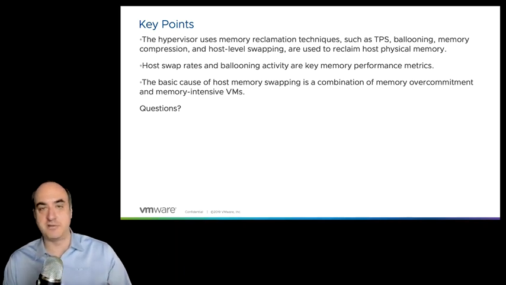There is no number that you need to keep them below. They need to be 0. And the basic cause of host memory swapping is a combination of memory overcommitment and memory intensive VMs. You basically have launched too many VMs that need memory beyond the needs or the capabilities of your system. So that ends this module. Go ahead and perform that lab exercise, and we'll see you in the next module.